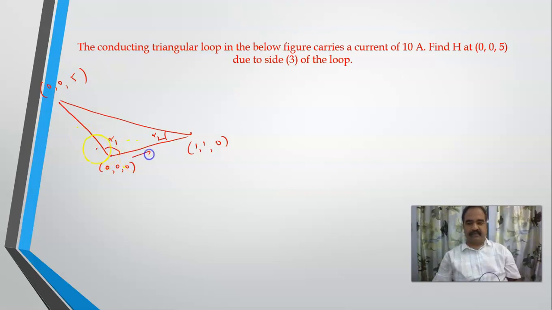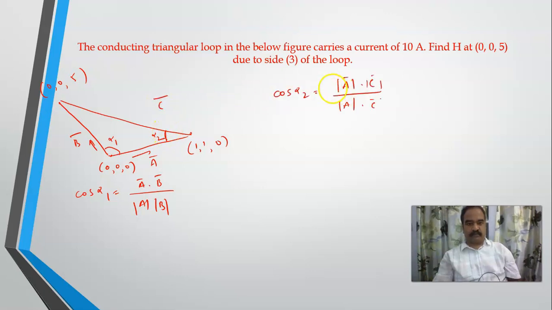How to determine alpha 1? I'll take this vector as a bar, and this is b bar. So what is the angle? Cos alpha 1 is equal to a bar dot b bar by mod a mod b. I have tried this one, right? Now I'll try this one. I'll take it as c bar. So what I'll do, 1 minute. Cos alpha 2 is equal to a bar dot c bar by mod a mod c, right?